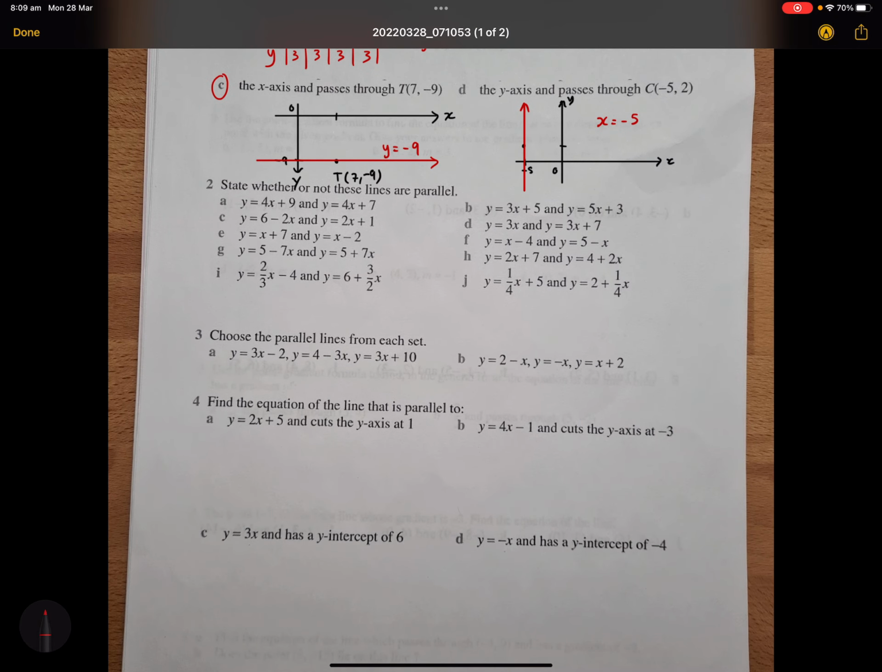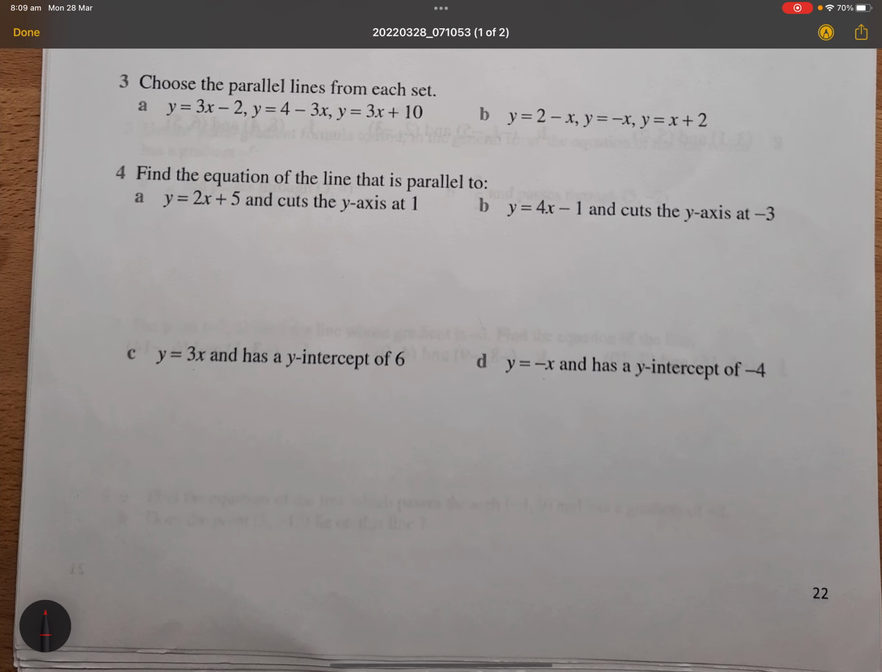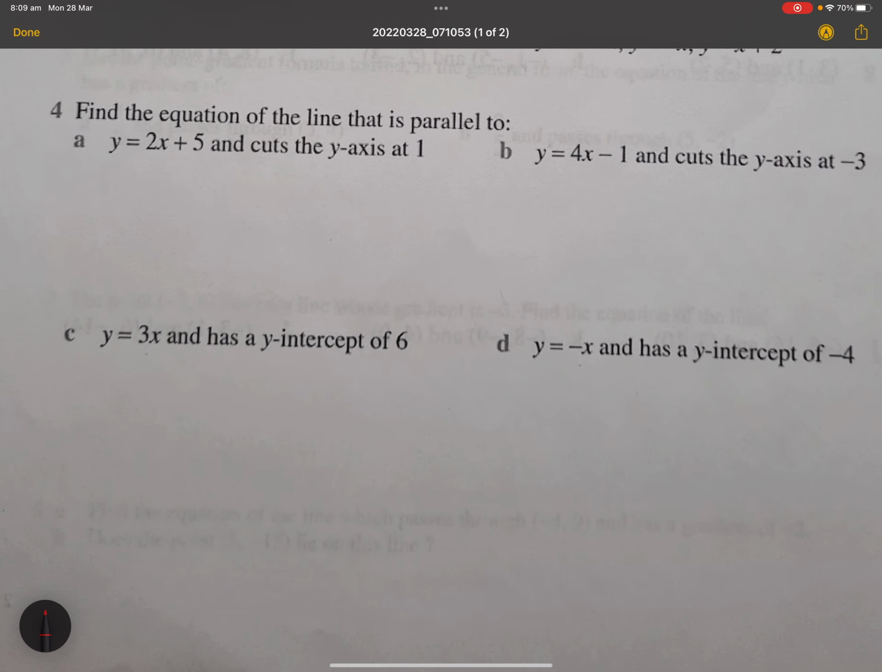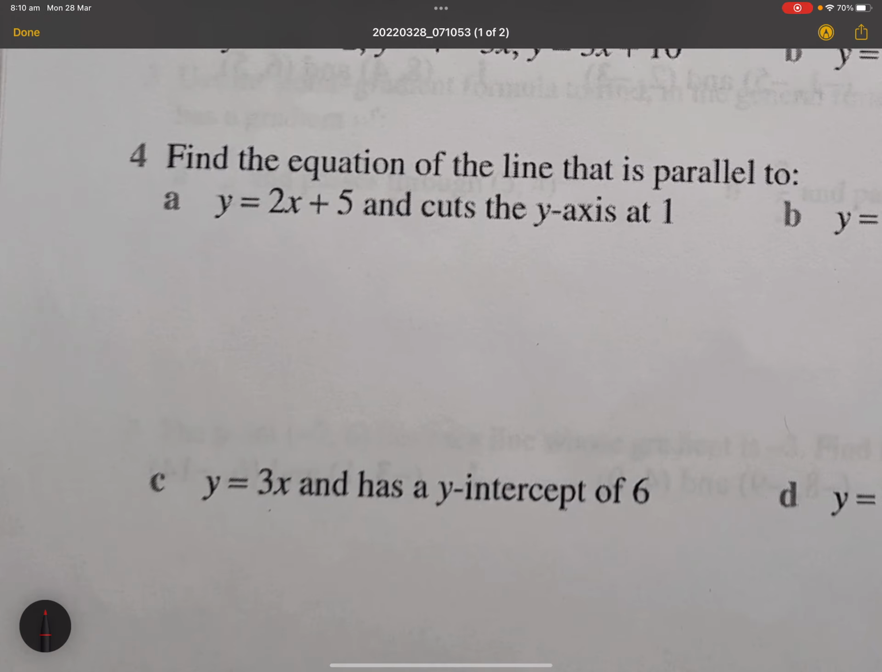Let's go to question 4a. Let's look at this one. It says find the equation of a line that is parallel to y equals 2x plus 5. Now, we learned that when two lines are parallel, their gradient is going to be the same. So the gradient of this equation, we can see that it's 2. Okay, so y equals mx plus b. M is the gradient, so you can see that this is m. This is your gradient. So the equation of our next line is going to have a gradient of 2 as well, because they're parallel.